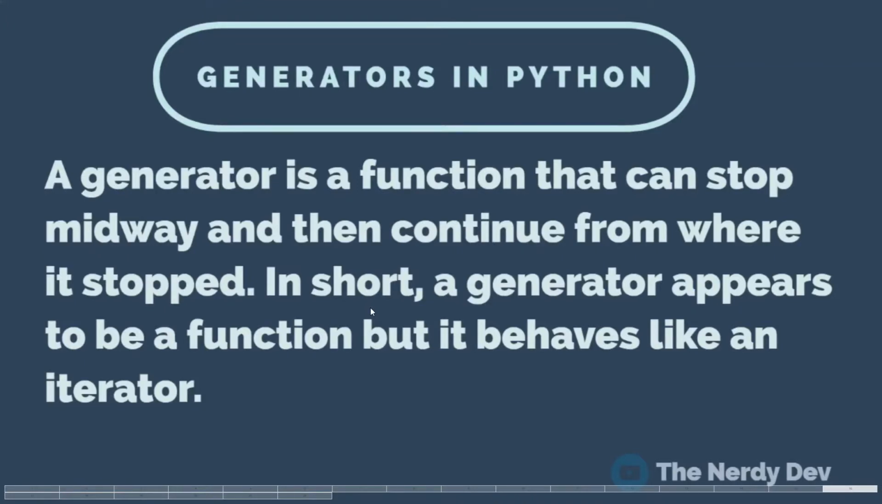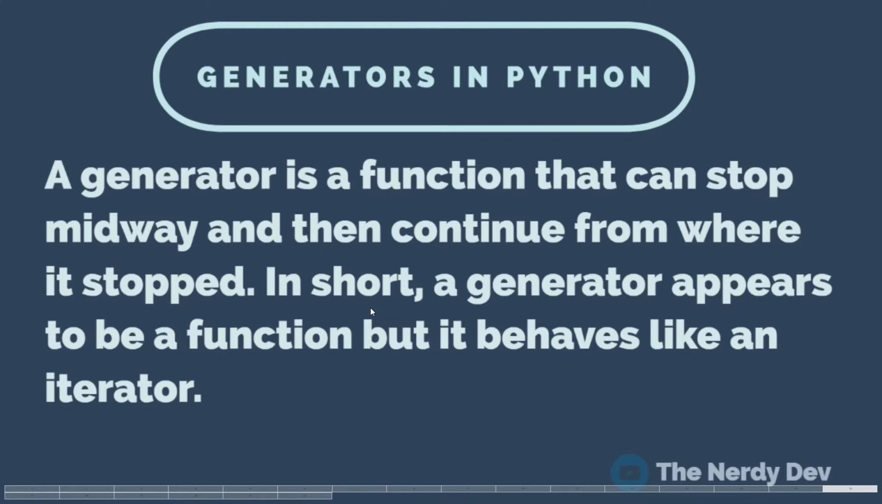In this video, we'll learn about generators in Python. So the main question that must come to our minds is, what is a generator? A generator is a function that can stop midway and then continue from where it stopped. In short, a generator appears to be a function, but it behaves like an iterator. And what it does is, it produces a sequence of values instead of a single value.